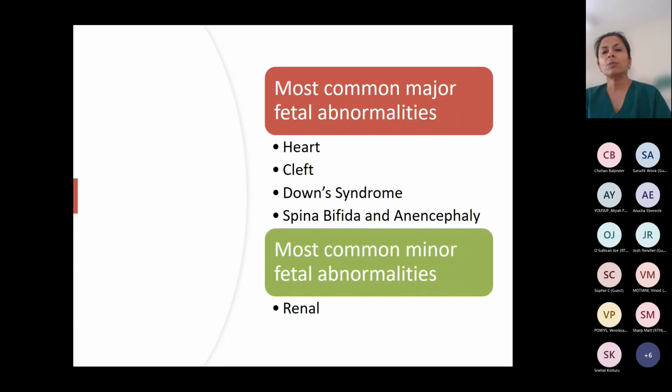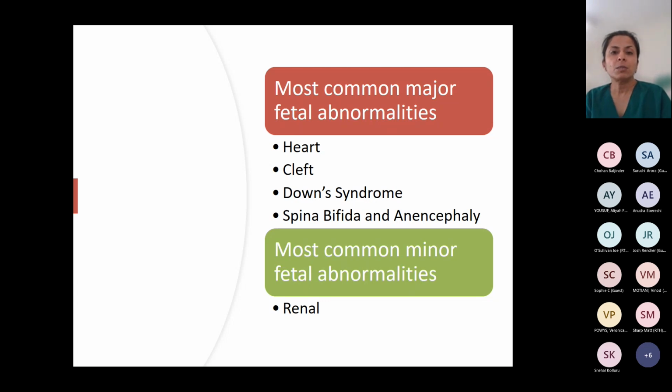So, then coming to what is our bread and butter, the most common major fetal abnormalities are, the top one is heart, and then cleft lip is the second most known. Don't ask me numbers. They sit somewhere around 1 in 1,000 for most of these major abnormalities.